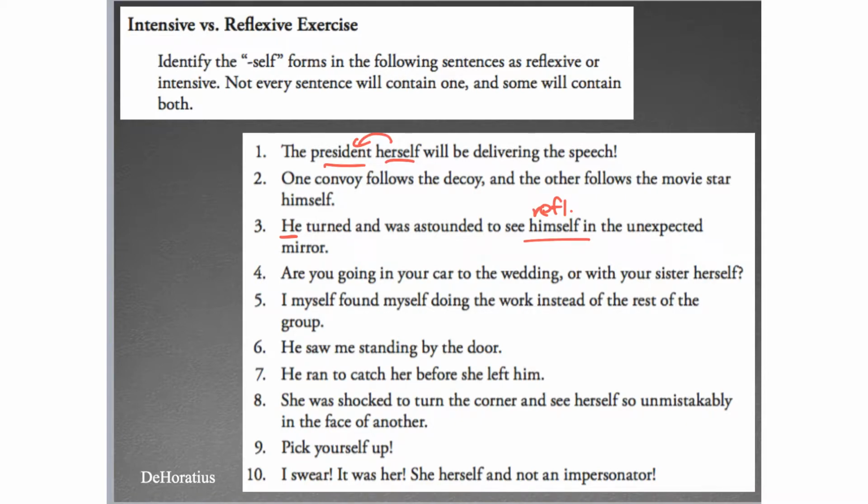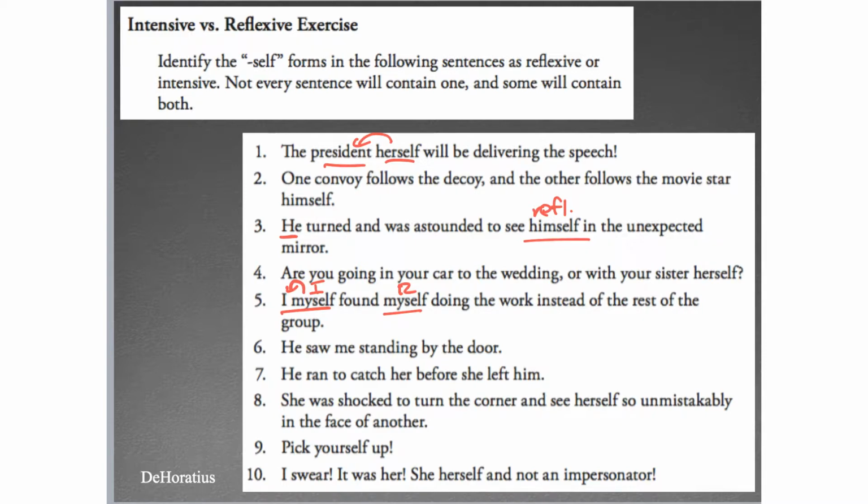All right. I'll do one more, and then I will leave you on your own. So number five, I myself found myself doing the work instead of the rest of the group. So this myself, because it is agreeing with the I, is the intensive. And this myself, because it is the same person as the I, is the reflexive. So you can see them both at work.